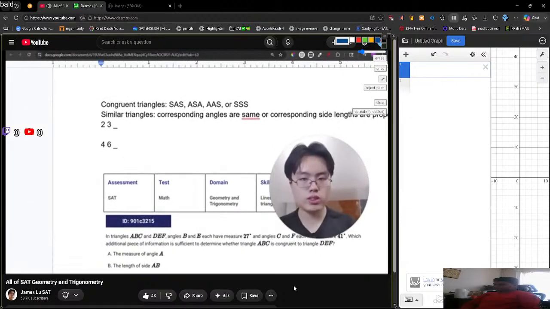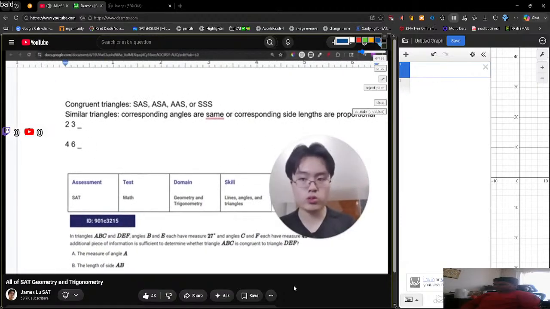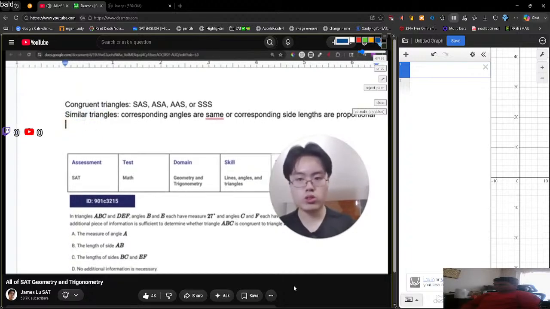Okay, so there are two ways. Don't get us confused with congruent angles, congruent triangles. My bad. It's only for similar triangles where you can use all the angles are the same, or I guess two of the angles are the same, and or all the sides are proportional to each other.